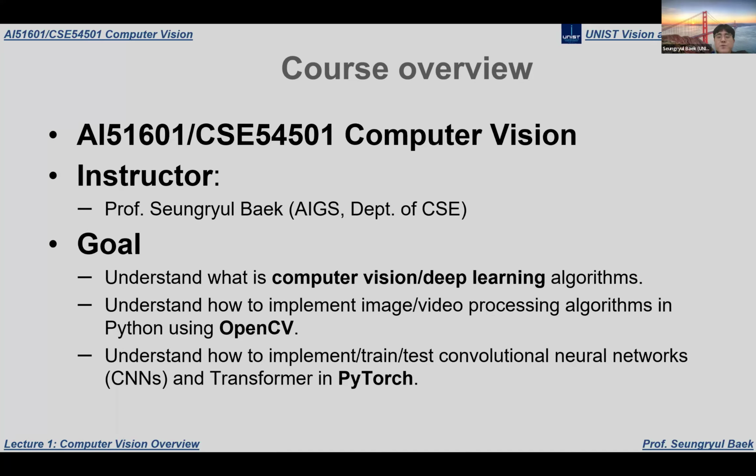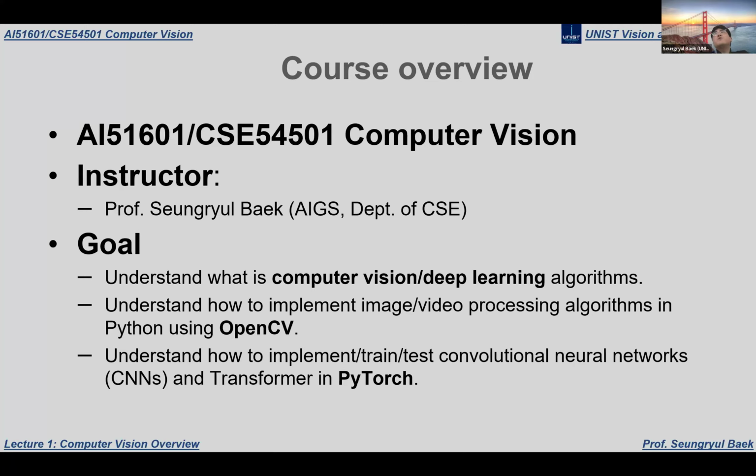And this course, the goal is to understand what is computer vision and deep learning algorithms. And also we have to understand how to implement image video processing algorithms using the Python and their OpenCV and PyTorch library. So are you guys familiar with OpenCV and PyTorch? No? Okay.